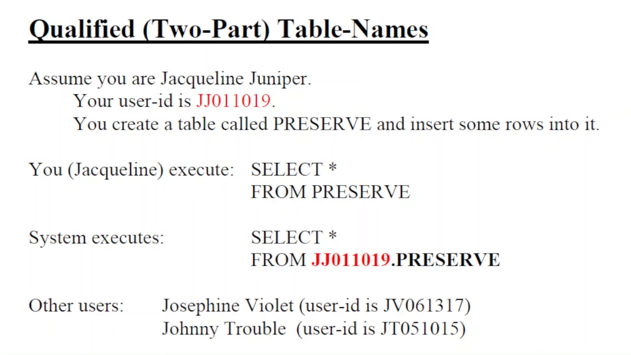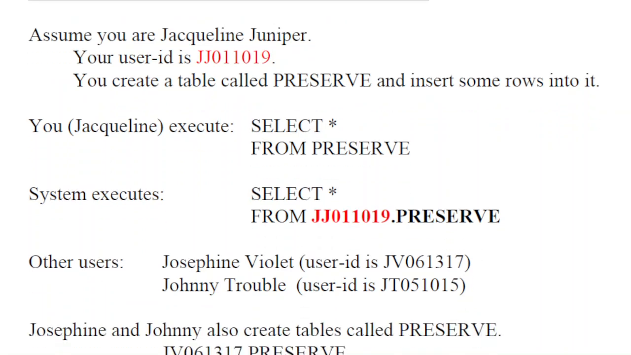Now some of the related topics. The first topic pertains to qualified table names. Let's assume you are Jacqueline Juniper. You're a SQL user, and your user ID is JJ followed by some numbers. This is your unique user ID. Now you set about to create a table called preserve and you populate it with some rows.